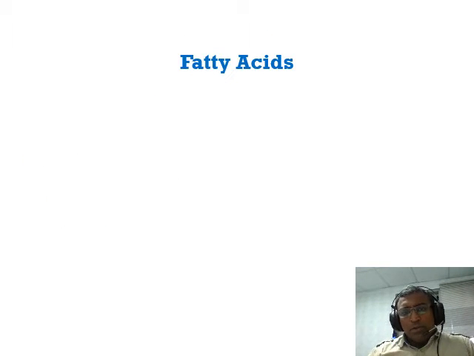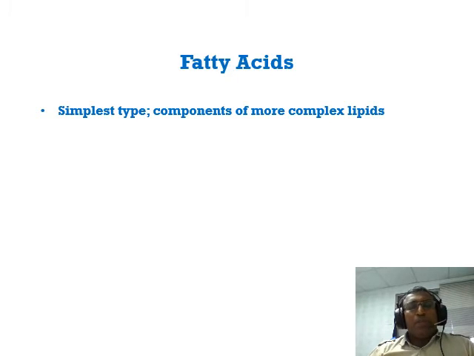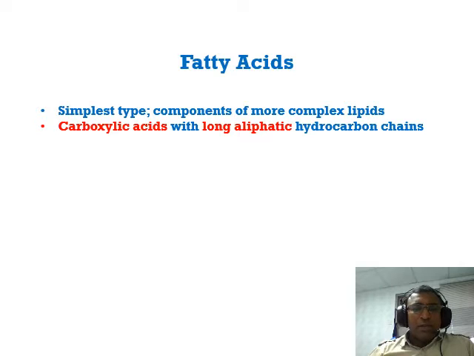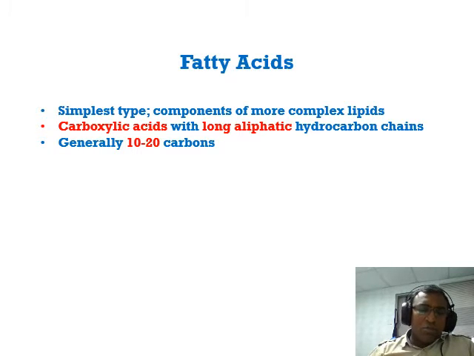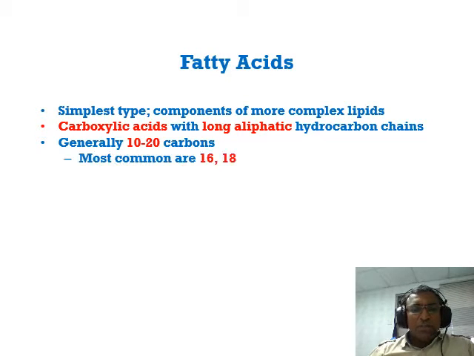Now we look at the components of the lipid itself, one component to the other. We start with fatty acid. Fatty acid is the simplest form, and it actually makes up triglyceride, even phospholipids. It has at one end a carboxylic end, and the other end being a long aliphatic hydrocarbon chain. It is normally 10 to 20 carbons only. If there is more than 20, then it is synthetic rather than natural.